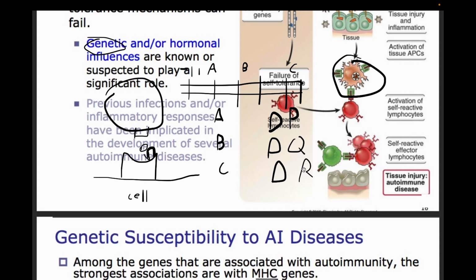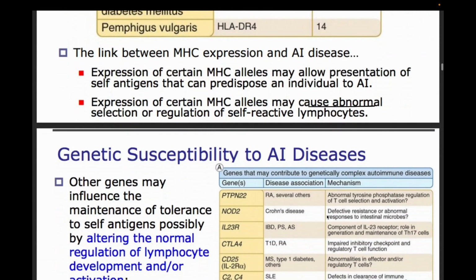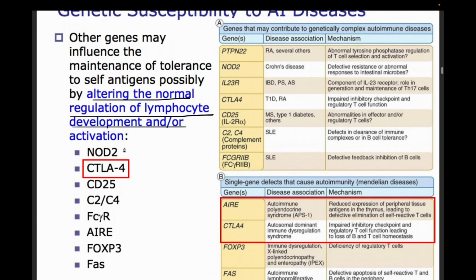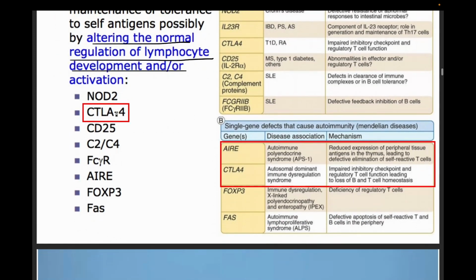These genes code for proteins. These proteins come together and form the complex, the major histocompatibility complex class 2, which is expressed on the APC. This is just the idea. And here we have genetic susceptibility to other genes that are involved in autoimmunity. Other genes may influence the maintenance of tolerance to self-antigen, possibly by altering the normal regulation of lymphocyte activation. These are the other genes that can be altered and lead to autoimmunity.